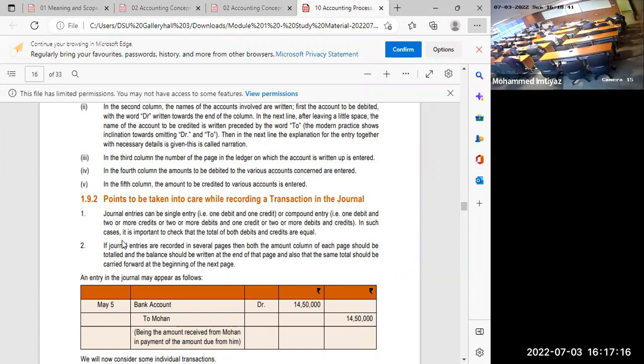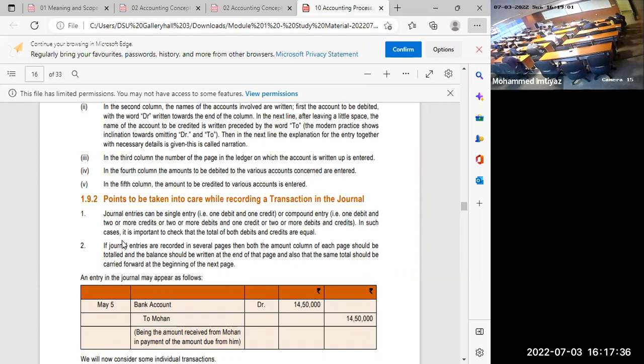Suppose the same goods are purchased for cash: purchase account debit to cash. If the same goods are purchased by giving a cheque, purchase account debit to bank account. Okay.